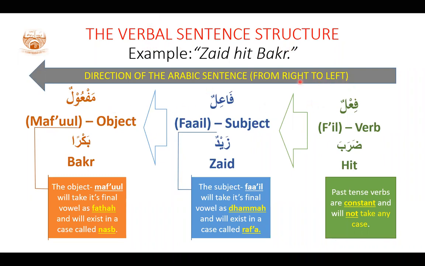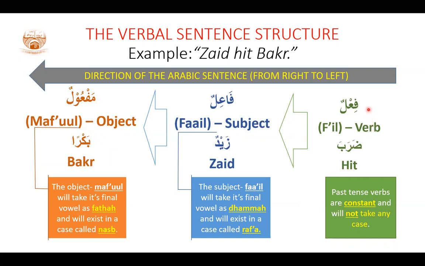Verbal sentences, again from right to left, these are the main components. Firstly, the sentence starts with a verb, which is called in Arabic fi'lun. Fi'lun, verb. This is followed by the doer of the action, which is called the fa'il. And this is then followed by the receiver of the action, which is called the maf'ulun bihi. So these are the three main components: the fi'l, or the verb, the fa'il, or the subject of the verb, and then the maf'ul, the object, maf'ulun bihi, the object of the verb.